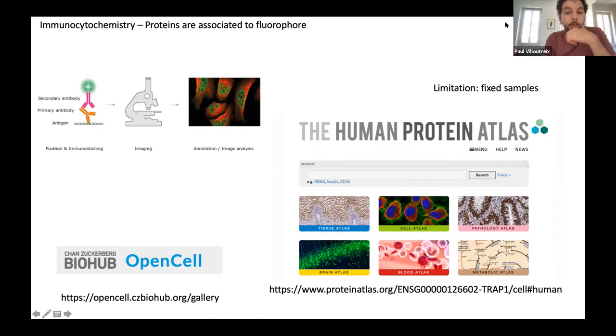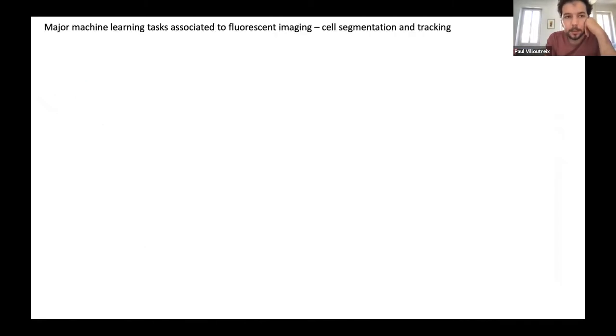Okay, the main limitation of those two techniques is that you need to fix your sample, so you need to stop the process. And also it's quite costly, so you cannot make too many of the samples in a row. Okay, so now we'll go through a few tasks that I think you've heard of before, talking about the question of integrating all those data sets.